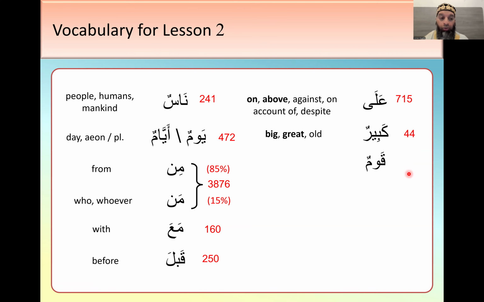Qawmun, qawmun. Excellent, excellent. So qawmun is a people. 376. So many times.